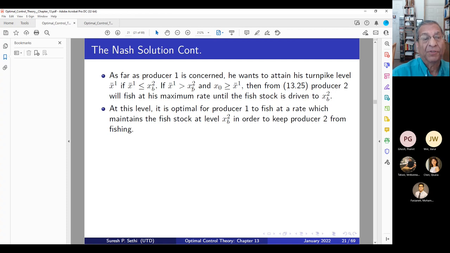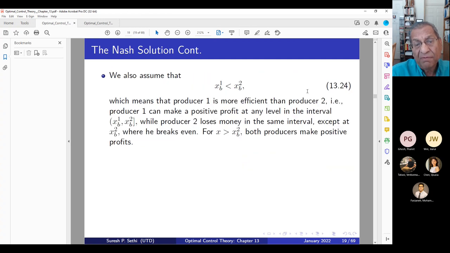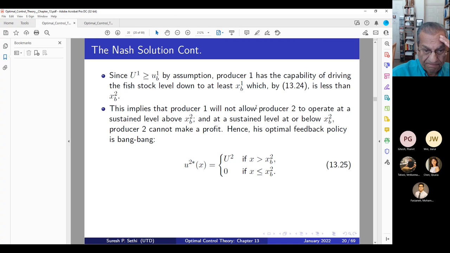But if X bar 1 is bigger than XB2, then if he comes to there, this guy is still fishing because it's bigger than XB2. So he's not going to be able to maintain X bar 1. If he's not going to maintain X bar 1, the only thing he can maintain is XB2. So if X bar 1, which we already know how to compute from chapter 10, and we also know how to compute this, we can find out whether this condition holds or not. If this condition holds, then the guy will fish up to XB2, where the number two guy will be out, and he will still make money because his bionomic is XB1. Okay. So this is the U2 star. The second guy will fish like mad like this and zero like this because there is no other option for him.